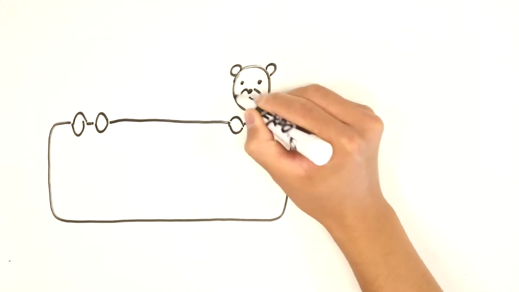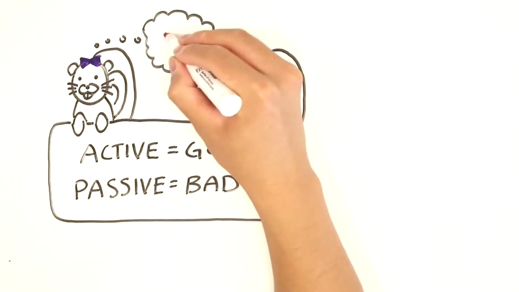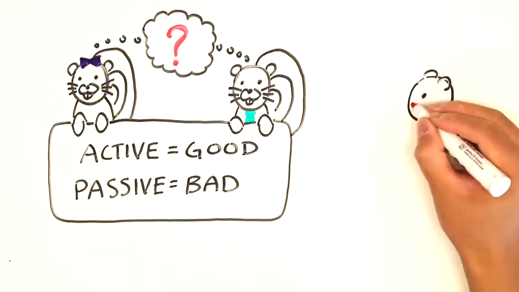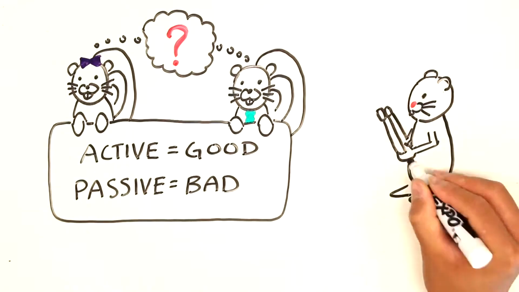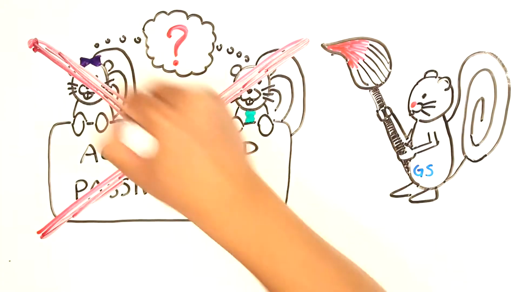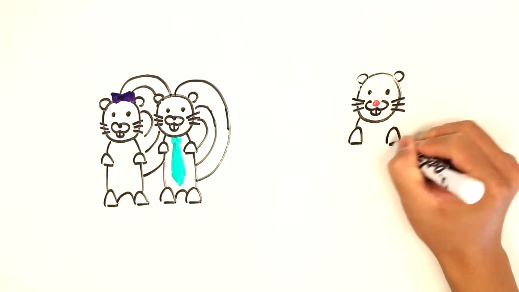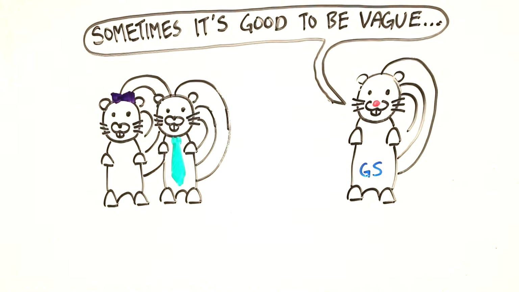Like Grammar Squirrel's friends, you might now be thinking that the passive voice is bad, but she's about to show you why things are not quite that simple. Now, although the active voice is generally preferable, there are some cases when the passive voice isn't just suitable, but it's actually preferred. For example, sometimes we don't want to give away precise details.